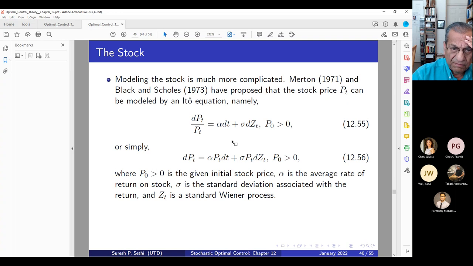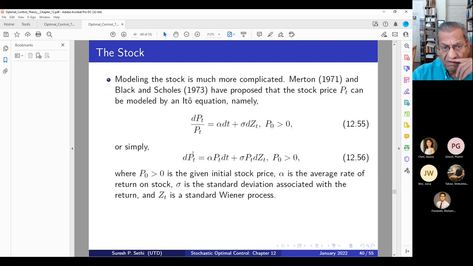For the stock market, since I'm assuming one stock right now, the price of the stock is P_t. And you've seen literature in finance which assumes this form for the stock return dynamics. If you change this form this way, it's like this. dP_t, the change in price in a small interval of time, is given by alpha P_t, where alpha is the expected value of return, and some variance. These two are the same.